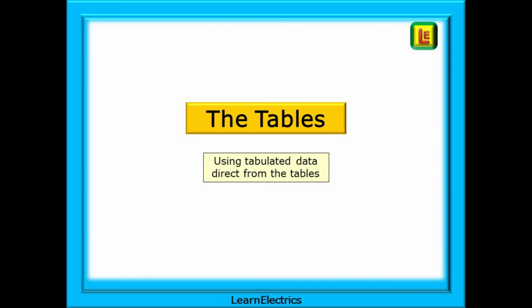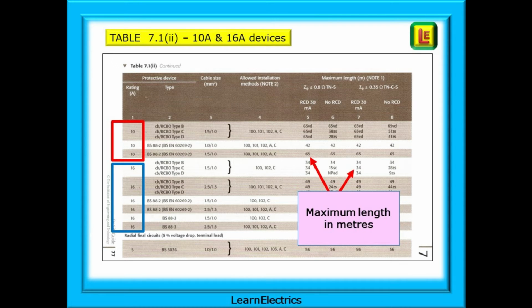Let's begin with the tables in Section 7 and how we use the so-called tabulated data from these tables. To understand Section 7 on final circuits and how to use the formula, you need to know how the tables work. Shown here is one of the pages from Table 7.1 number 2, and for each device type and each current rating, the table will show the maximum circuit length permitted. This is a maximum length, and other factors may alter the actual length possible.